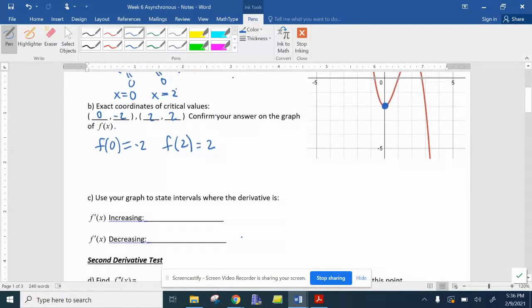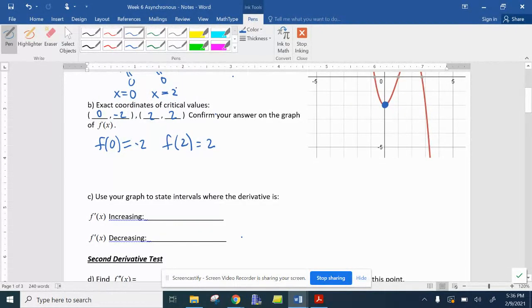All right, so part C, this is called the first derivative test. It's not explicitly put out here. This is the first derivative test.